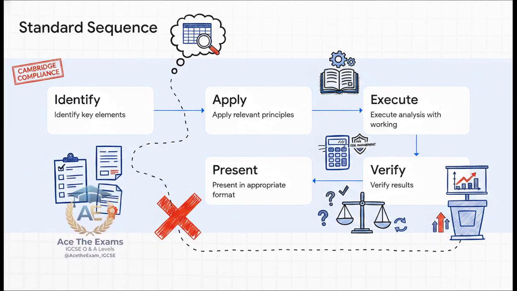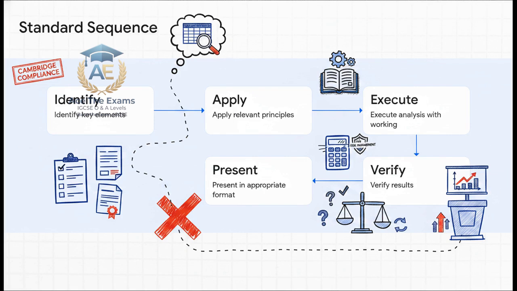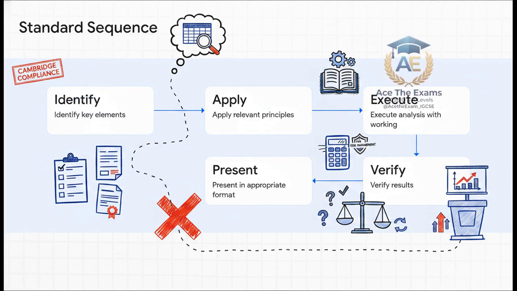We will cover risk management and liability protection on that in just a moment. Step 4. Verify the results for economic reasonableness. Step 5. Present the final package in an appropriate corporate format. Listen to me. If you try to skip from Step 1 straight to Step 5, bypassing the analytical execution just to spit out a final ratio, you are entirely bypassing Cambridge's regulatory requirements. Systematic processing is what creates a bulletproof answer structure that examiners can instantly scan, verify, and award maximum marks to.